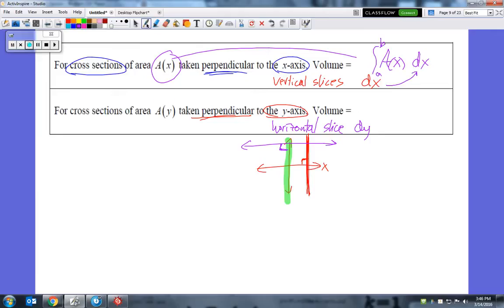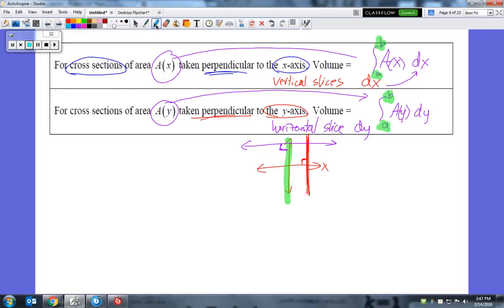Okay, the other one, because it's in terms of y, it's going to be a of y dy. And a of y is representing the "in terms of," so in terms of y, and the dy piece is representing the "in respect to." So, and then still from a to b.